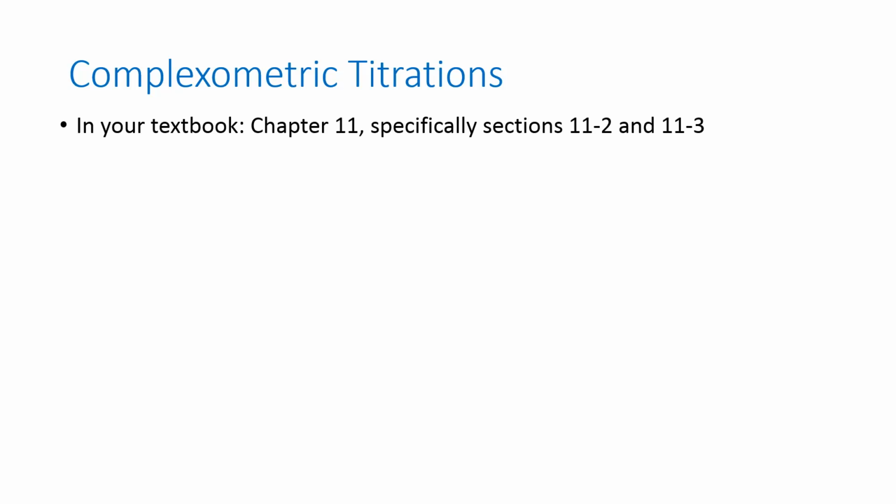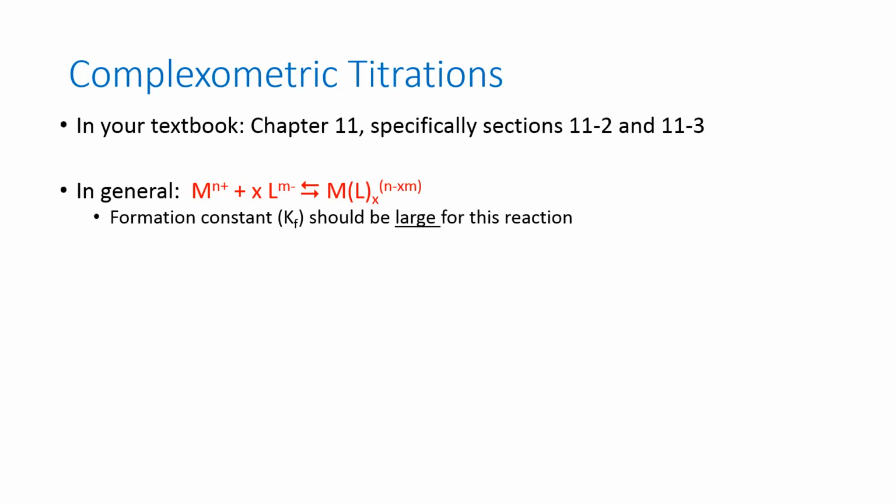So a little bit about complexometric titration, since you won't have done this in lecture yet. Your textbook, Chapter 11, deals with complexometric titrations in general. Specifically, EDTA titrations are in sections 11.2 and 11.3. In general, for a complexometric reaction, you have a metal ion, M, forming a complex with one or more ligand molecules, which are L in this.